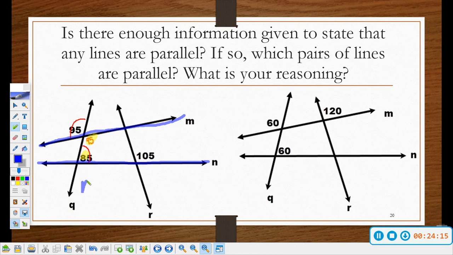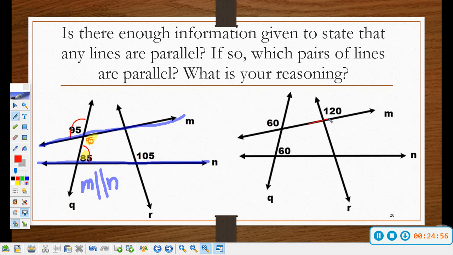So that's what I can state. M is parallel to N because those two angles are supplementary. Now when I look at the other one, I can see that this is 60. This one is also 60. Okay, so that's 60 and 60. These two are not supplementary, so I know that M and N are not parallel in this figure.